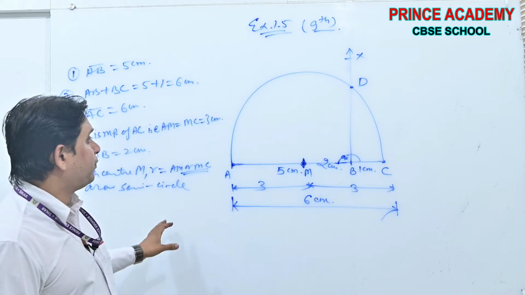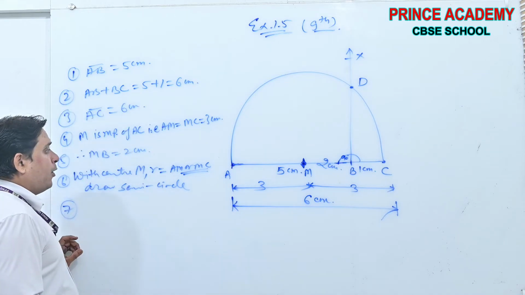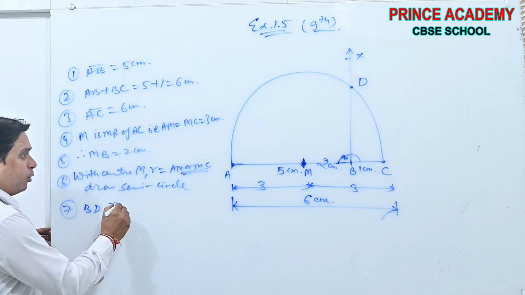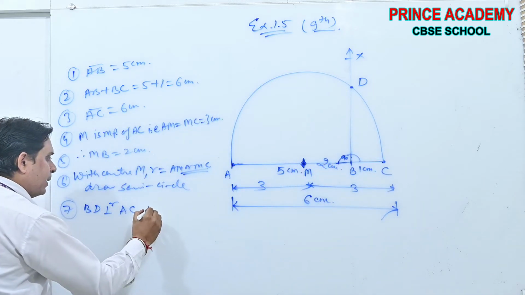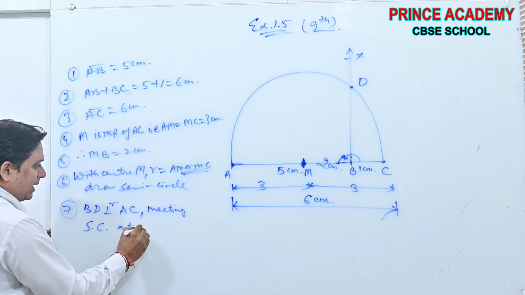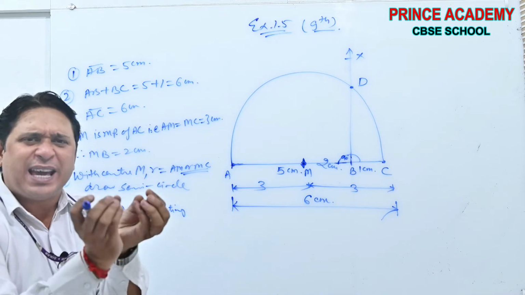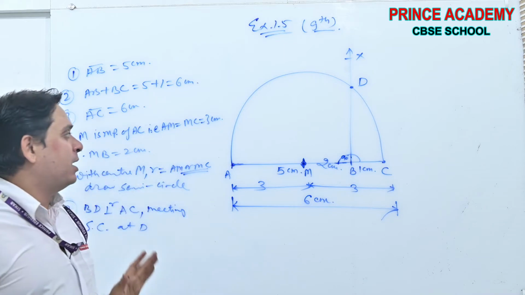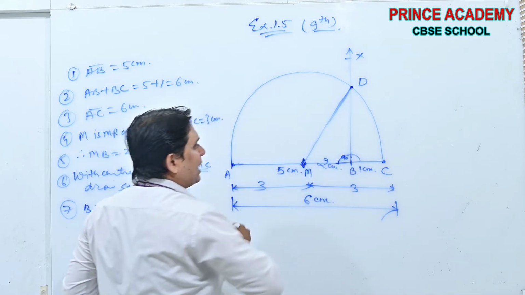Now see, beta, sorry for the disturbance. What we did: we draw BD perpendicular on AC, meeting the semicircle at D. I am just writing these steps to clarify for you, just to make you understand. This is not the final concern. Now join MD.